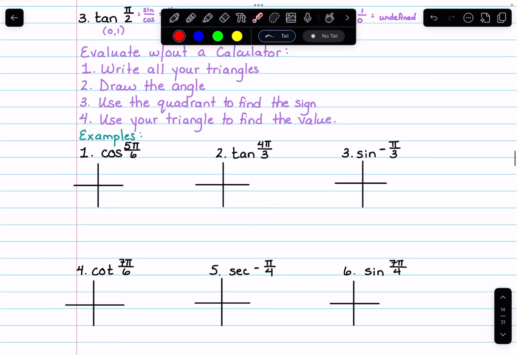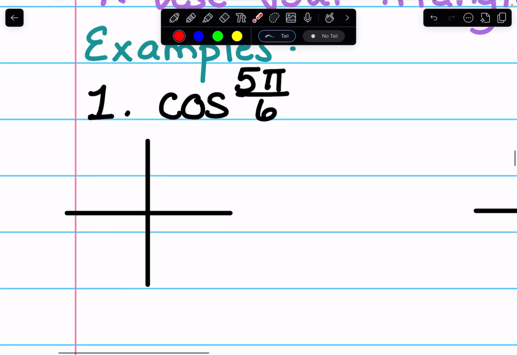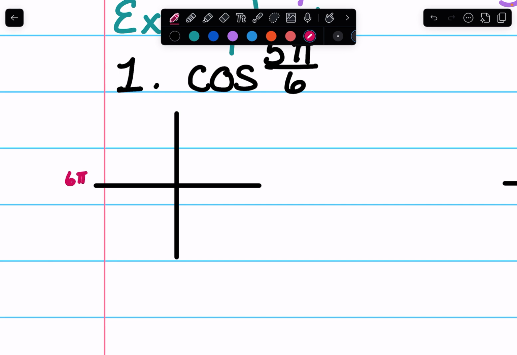So what we're going to do is some more of these examples of not using our calculator, using our triangles in the radian world instead of degree world. So if I'm going to do cosine of 5 pi over 6, I'm going to draw my angle. So if I'm thinking writing pi with a denominator of 6, this would be 6 pi over 6. So 5 pi over 6 would be here.